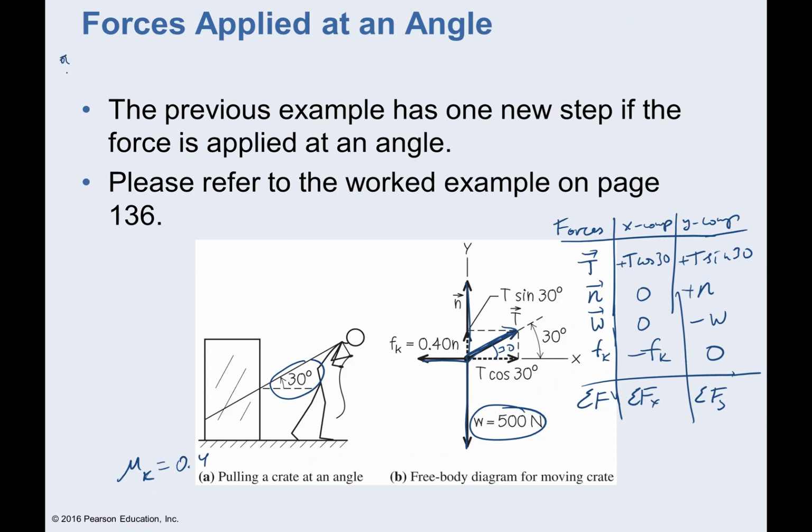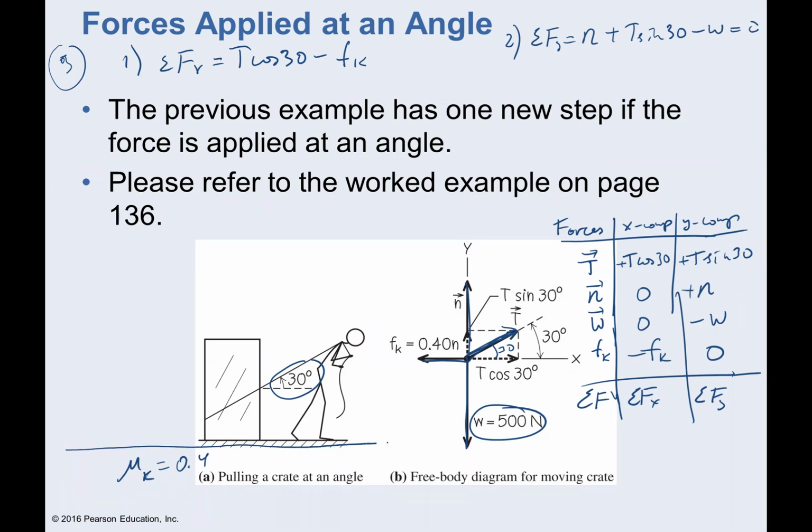So this is step 3, right? Equation 1 is the net force in the x: T cosine 30 minus kinetic friction. And then I get equation 2, which is net force in the y. This time what I have is normal force plus T sine of 30 minus weight equals 0. Again, it equals 0 because the crate's motion will only be along the x-axis.